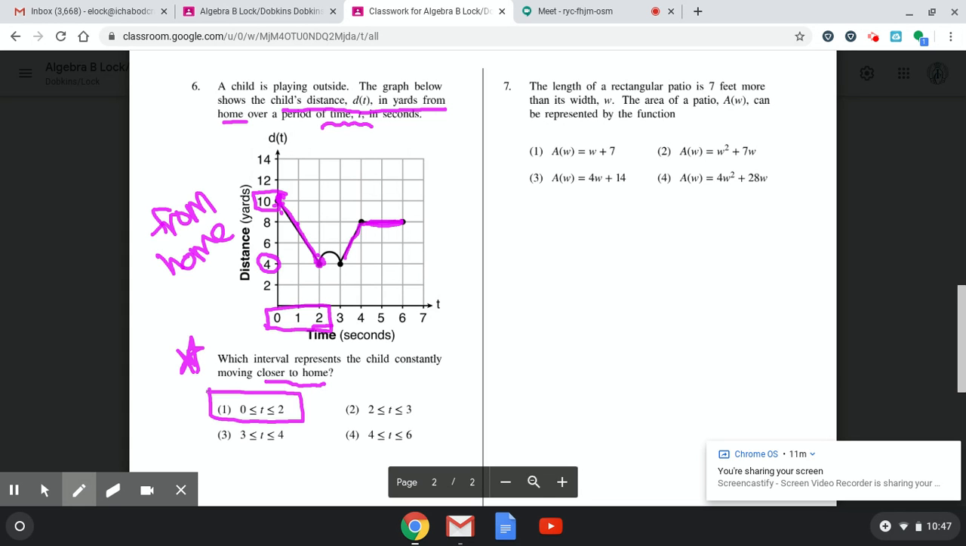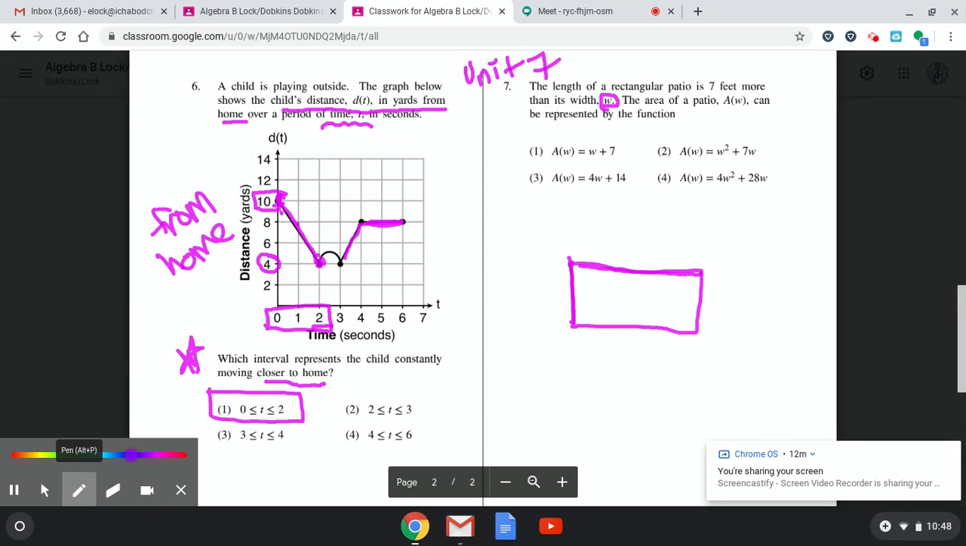Oh, yes. All right. And number 7 actually correlates to what we were just doing in unit number 7. Was area and perimeter of our shapes. So here, the length of a rectangular patio is 7 feet more than its width, W. So labeling a picture for a second here, what could I put on either side, rather the length or the width? What do we know? The width is W. And the length, the longer side, is 7 feet more than that. So how do we represent that?